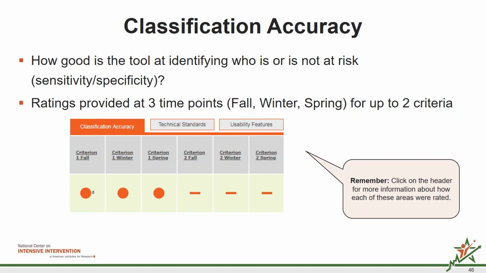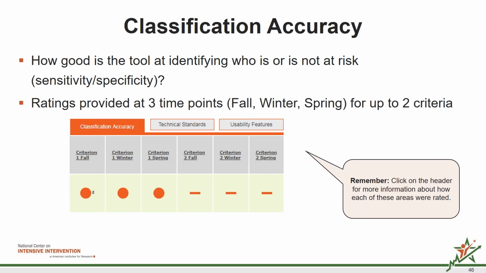The first tab is the classification accuracy tab, and this is where we're really getting to that idea that Kathleen was mentioning around the errors, right? So really making sure that we're identifying the right students, and thinking about the sensitivity and the specificity of the tool to make sure that we aren't missing students, that we're not over identifying students, but also not under identifying students. So that's what we're thinking about when we're thinking about our classification accuracy.